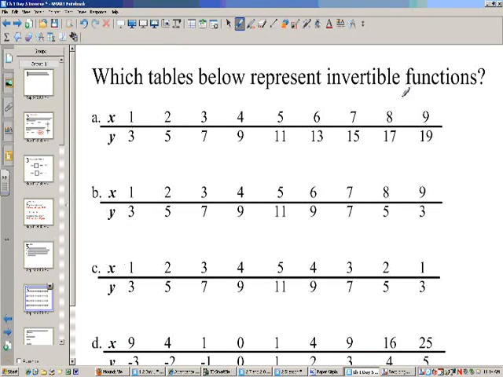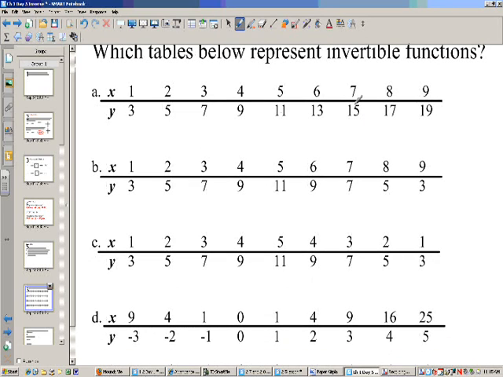Now if we look at these tables, one is an example of an invertible function because for every x there's one y value and each of them are separate, and for each y there's one x. For b, if we look, 4 goes to 9 and 6 goes to 9. So that is not invertible.